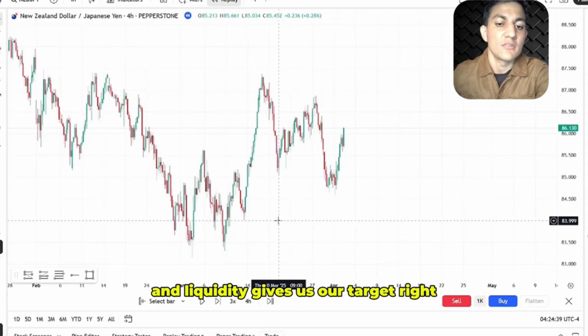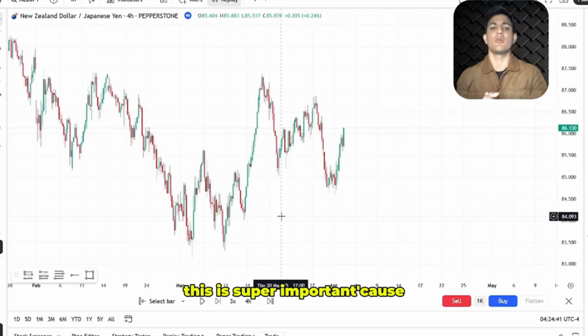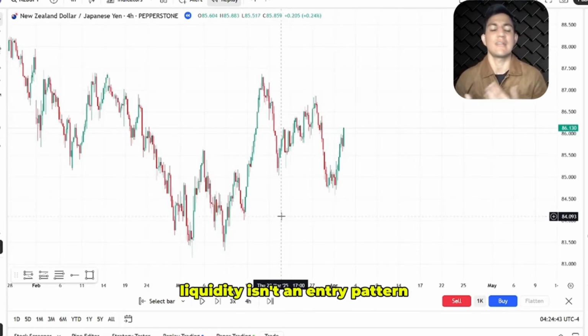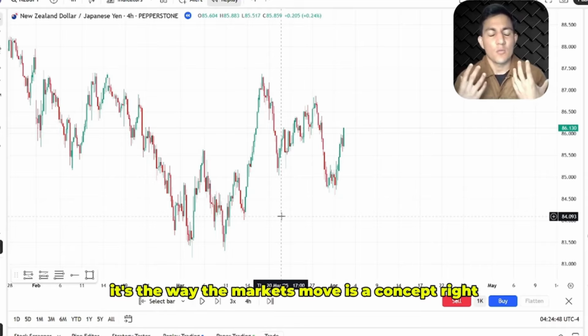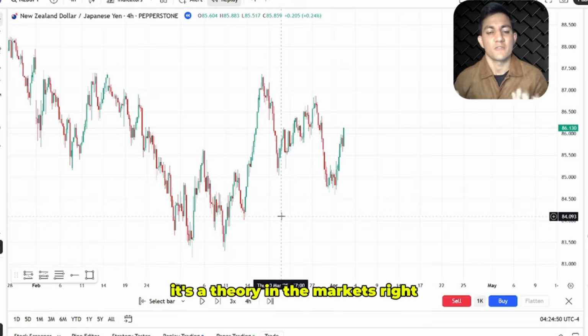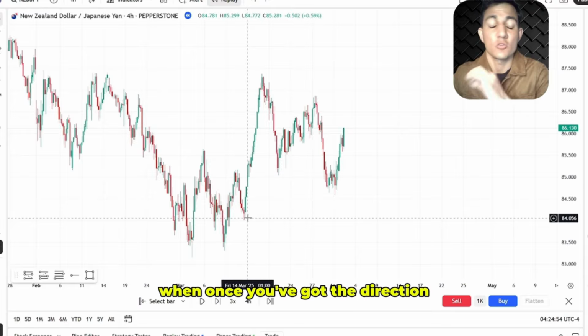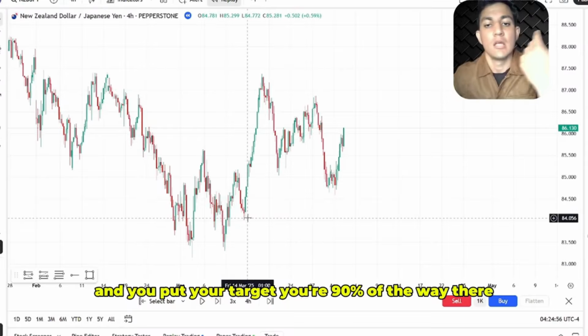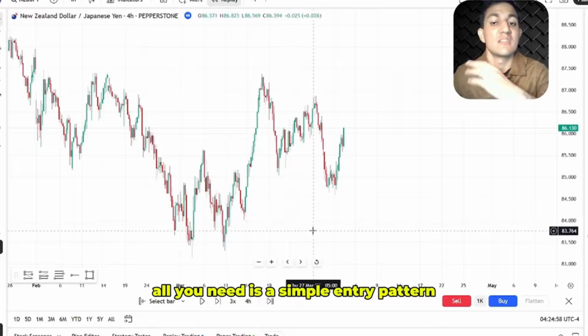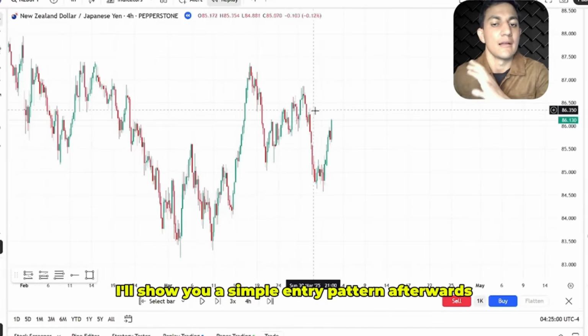Where would people have their stop loss orders? And liquidity gives us our target. This is super important because not many people understand this. Liquidity isn't an entry pattern. It's not some sort of technique. It's just the way the markets move. It's a concept, a theory in the markets. It gives you the direction of the market. Once you've got the direction and you've got your target, you're 90% of the way there. All you need is a simple entry pattern. I'll show you a simple entry pattern afterwards.